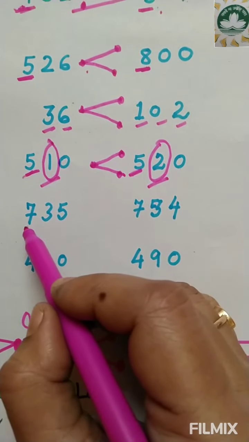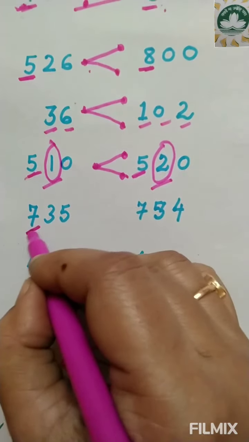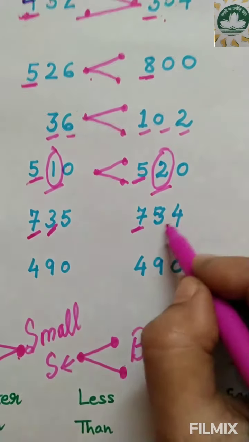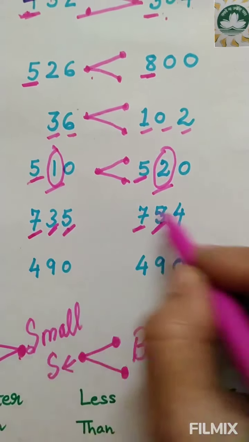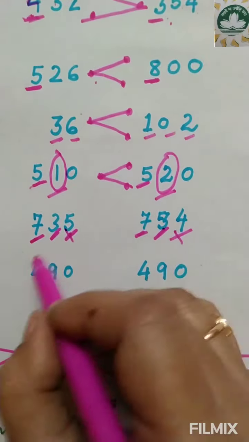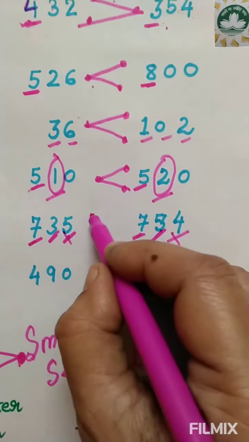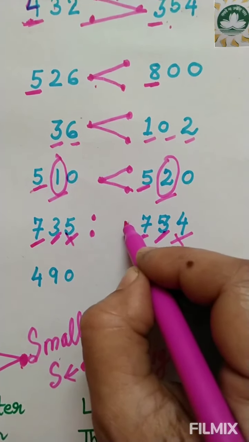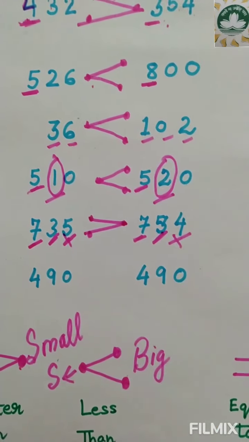Come to the number 735 and 734. So 7 and 7 are same. 3 and 3 are also same. But 5 and 4 are not same. So which is greater? 5 is big or 4 is big? Yes, of course, 5 is big. So 5 will get 2 dots and 4 will get 1 dot. So we will just put this sign.